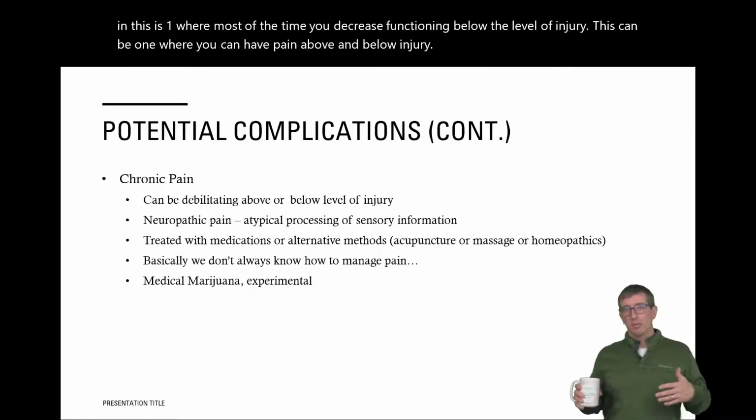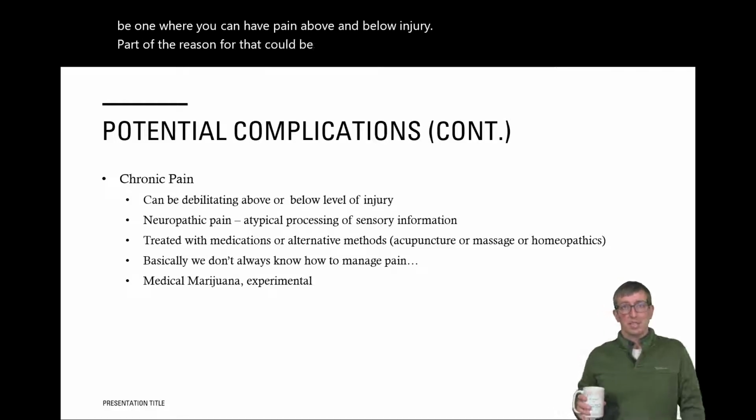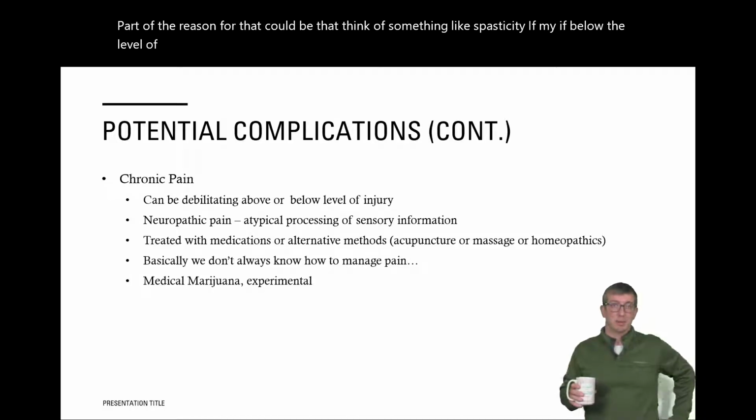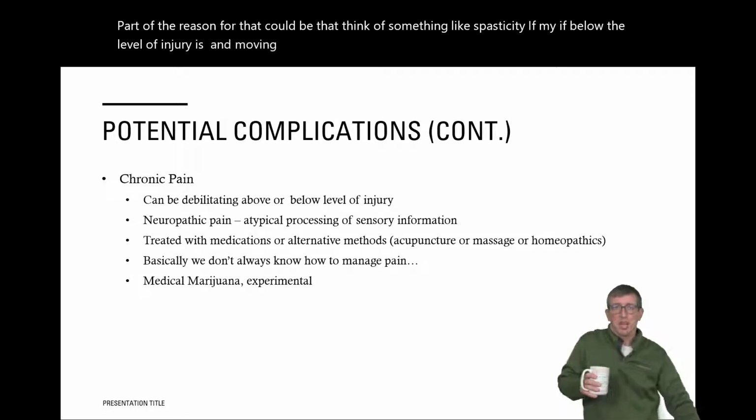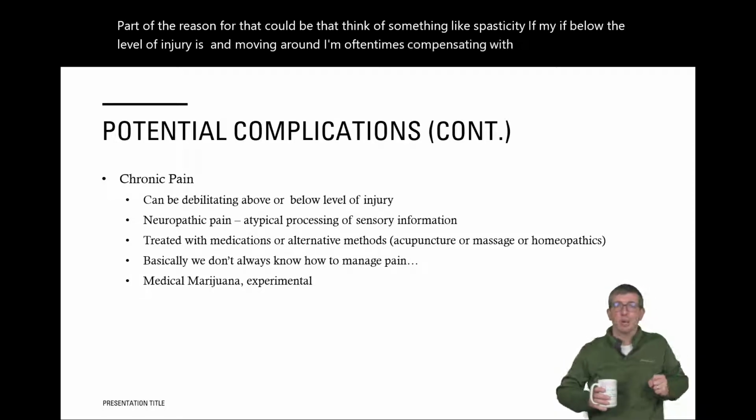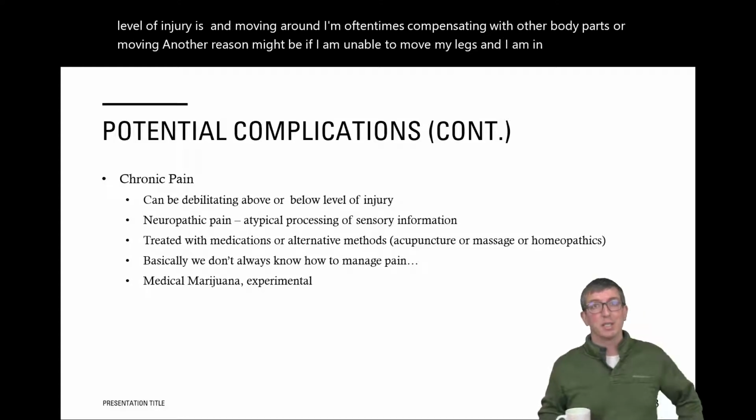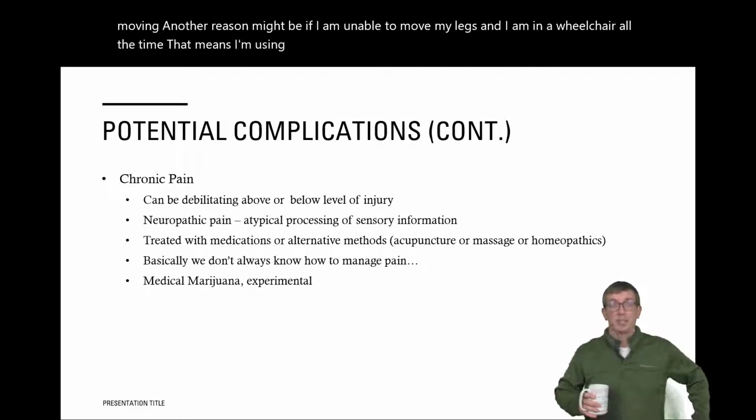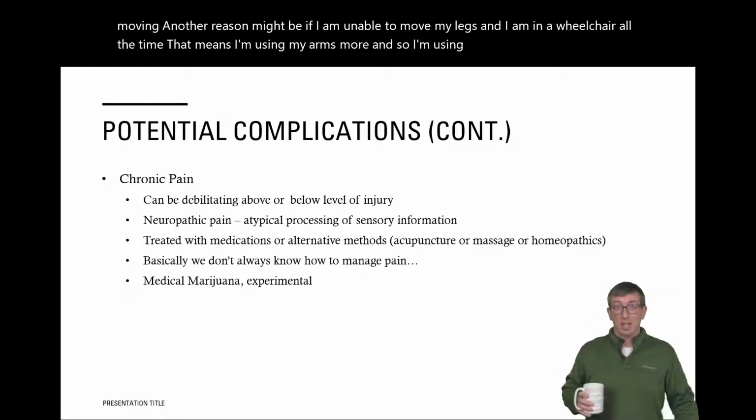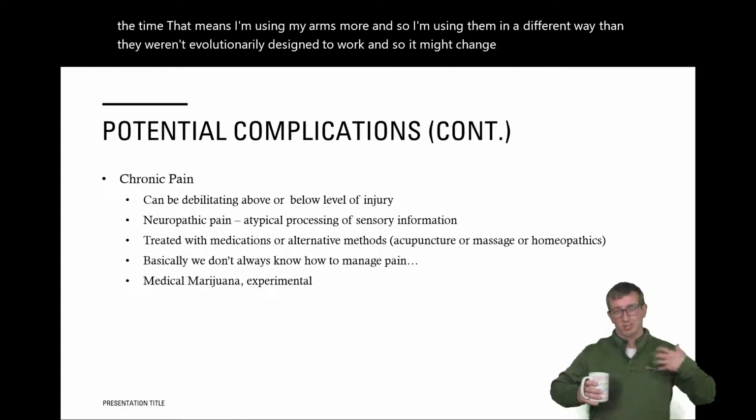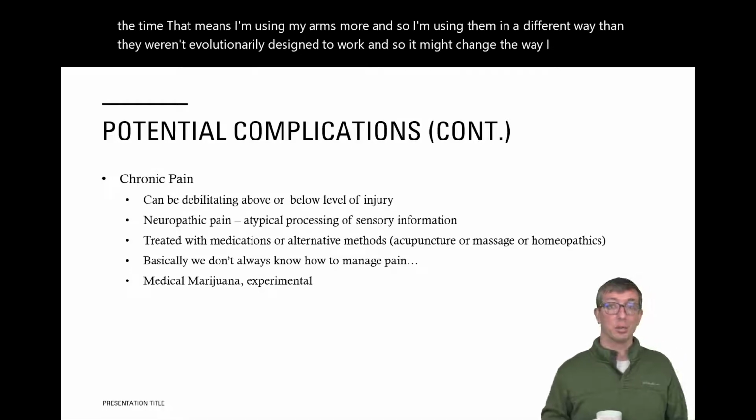Part of the reason for that could be, think of something like spasticity. If below the level of injury is spastic and moving around, I'm oftentimes compensating with other body parts. Another reason might be if I am unable to move my legs and I'm in a wheelchair all the time, that means I'm using my arms more. And so I'm using them in a different way than they were evolutionarily designed to work, so I might have more pain just from the use of my arms.